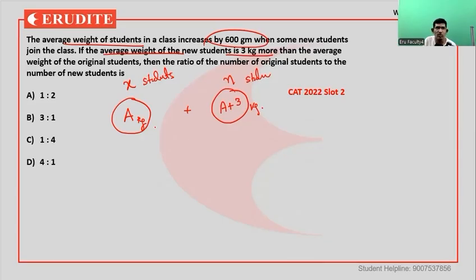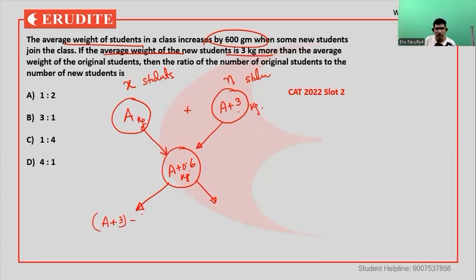600 gram more. So the average weight of the whole group will be 600 gram, meaning 0.6 kg, more. So this is kg, kg, kg. Units must be homogeneous. So I am mixing two different averages and have got an overall average. So I can apply basic alligation, and that will give me the ratio of the number of students. So if I do diagonal subtraction, what can I say?